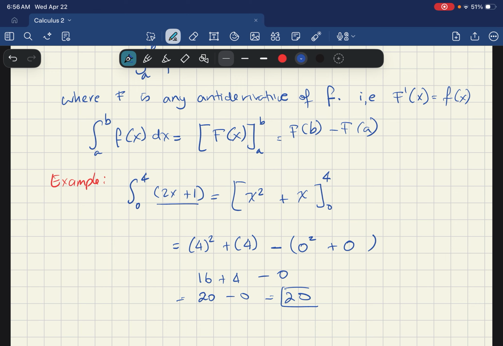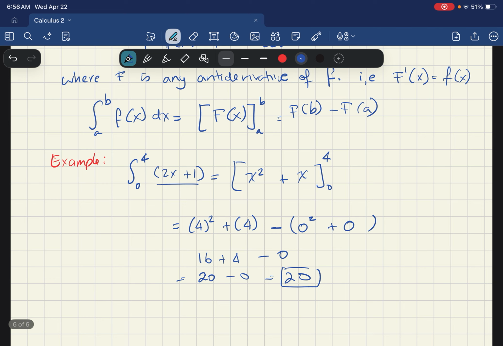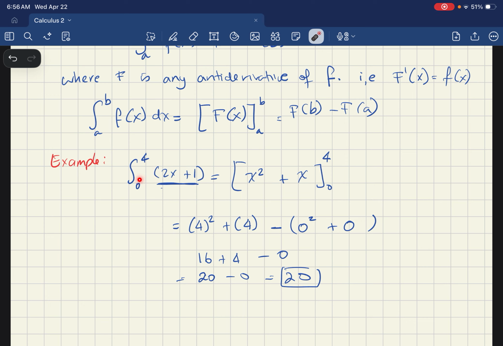So what we're saying is that the area of this line, which is a straight line between 0 and 4, the area under the line or under the curve of this function right here, 2x plus 1, on the interval between 0 and 4 is equal to 20.